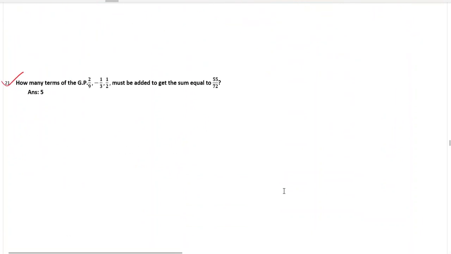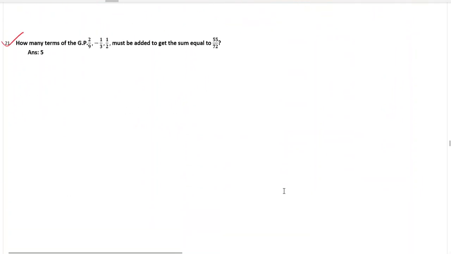Let's try the next question. How many terms of the GP 2 by 9, minus 1 by 3, 1 by 2 must be added to get the sum equal to 55 by 72? How many terms of this GP must be added to get the sum equal to 55 by 72? Okay, let's try to get the answer.